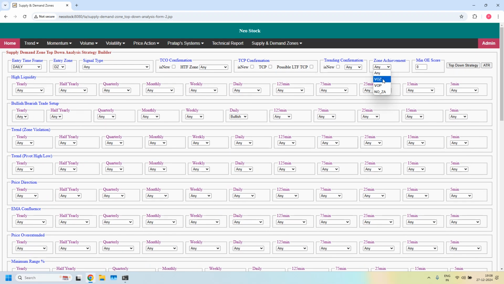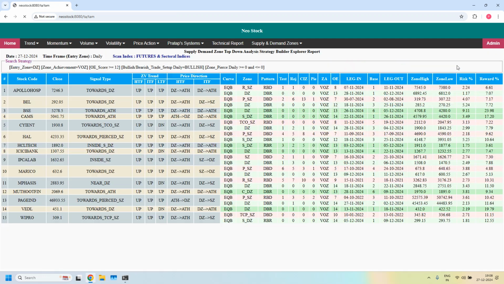Second filter is zone achievement, violated opposing zone. Third filter is a minimum odd enhancer score should be 12, and all the three filters are applied to daily demand zone. Now let's filter the stocks, and we got 15 stocks, and all these 15 stocks are currently supporting bullish trade setup for monthly income trade, and all these entry zones are daily demand zones.